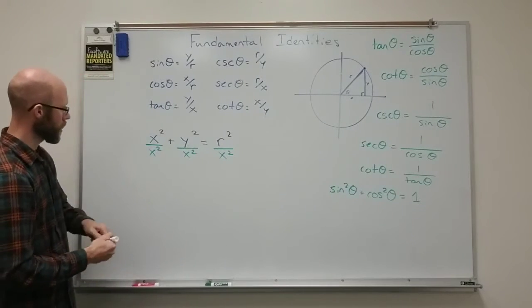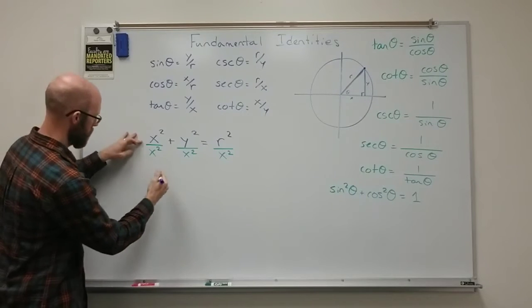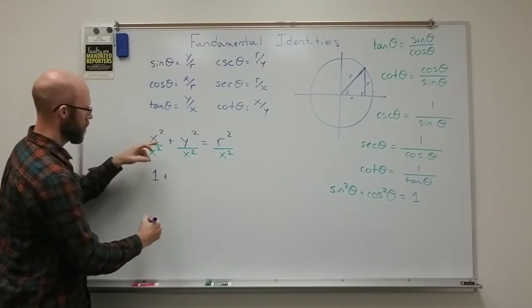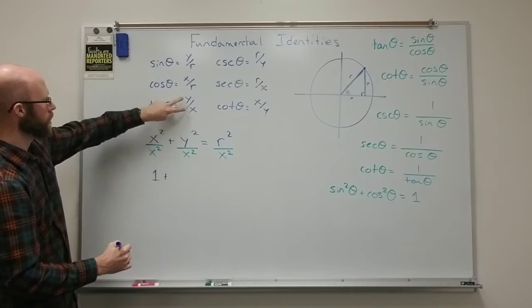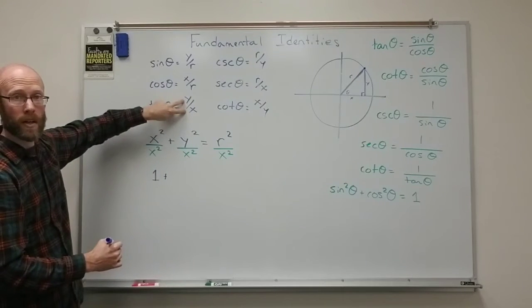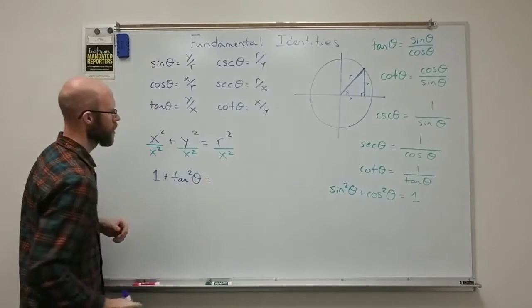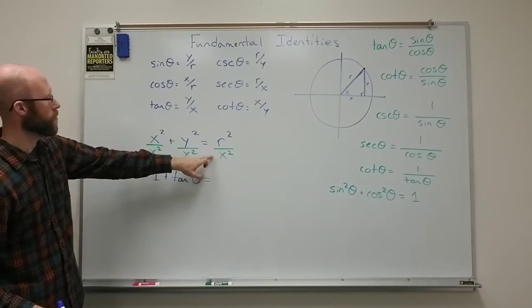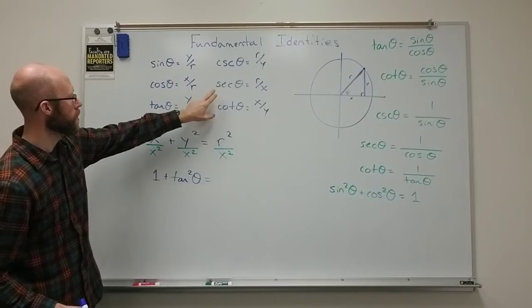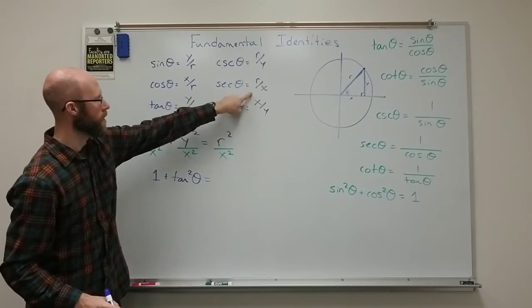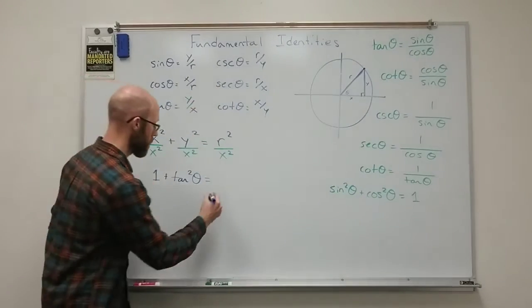In this case, we would get, well, x squared over x squared is 1. Y squared over x squared would be the square of the tangent, right? Y over x is tangent, so that's tangent squared. And then r squared over x squared. Well, r over x is the secant, right? So that's going to be secant squared.